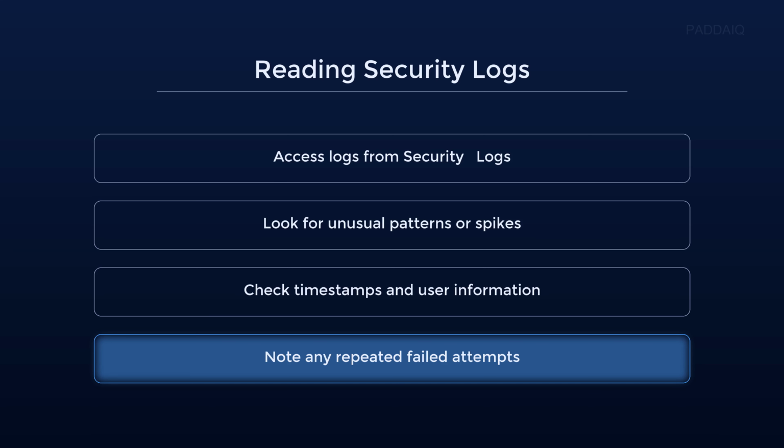Note any repeated failed attempts. This means consistently watching for multiple unsuccessful logins or access tries to the same account or resource. For example, if an employee's user ID shows 5 password failures within 10 minutes, this could signal a brute force attack. Recognizing these patterns early is crucial for preventing potential security breaches.